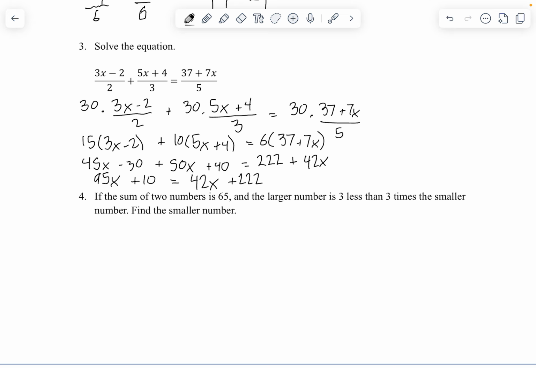So what I'll do is subtract 42x from both sides. 95 minus 42 is 53, so I get 53x equals 212. And then I divide both sides by 53, so I get x equals 212 over 53. That's my final answer right there.